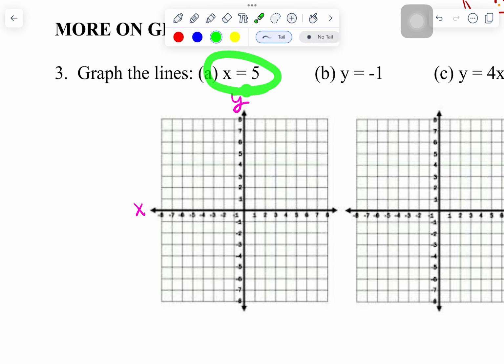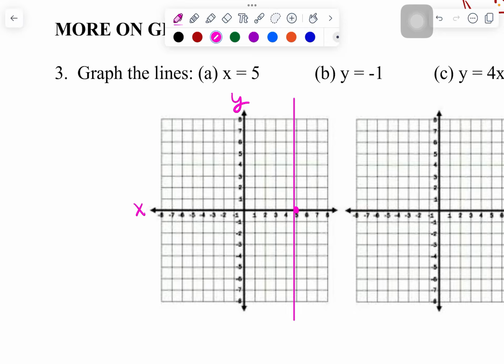The equation x is equal to 5 is going to be a vertical equation. So find the x-axis, I'm going to go to positive 5 here, and I'm going to draw a vertical line right through that. I'm going to slide that over because that snapped a little bit to the side. There we go. Arrows at the end because it goes on forever. And this is x equals 5. Anytime it's x equals a number, it's a vertical line.